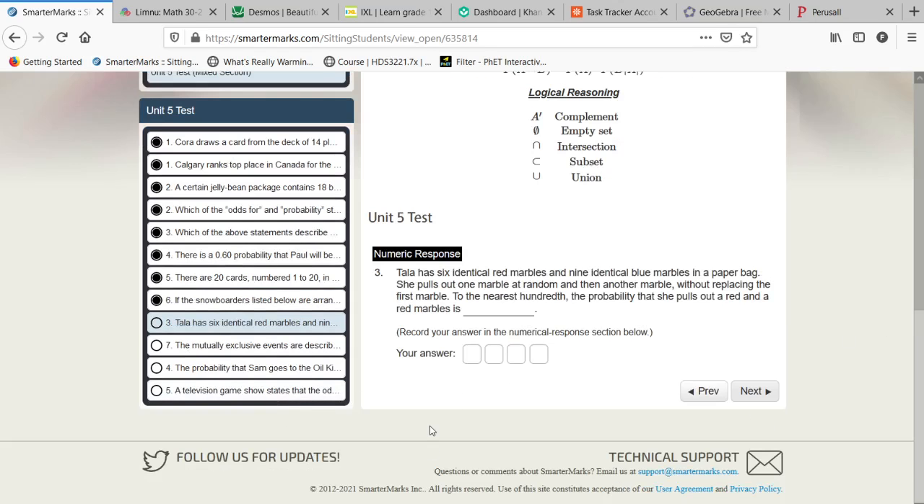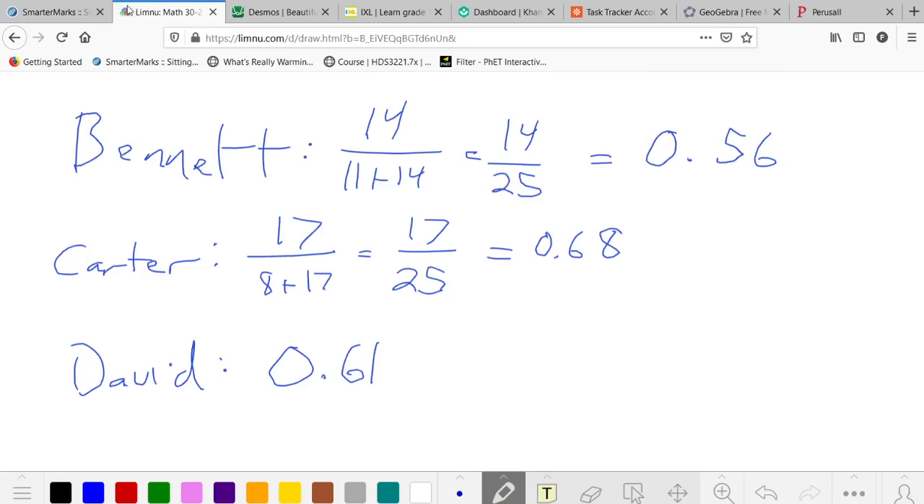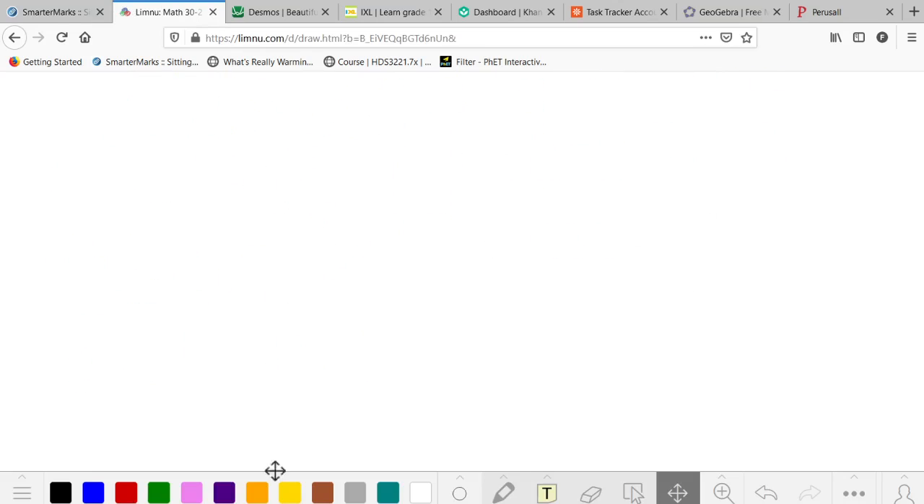All right. So number 3. Tala has 6 identical red marbles and 9 identical blue marbles in a paper bag. She pulls out one marble at random and then another marble without replacing the first. To the nearest hundredth, what's the probability that she pulls out a red and a red? So it's 6 red and 9 that are not red. So the first time she pulls a marble, the probability is 6 out of 15 that it's red.